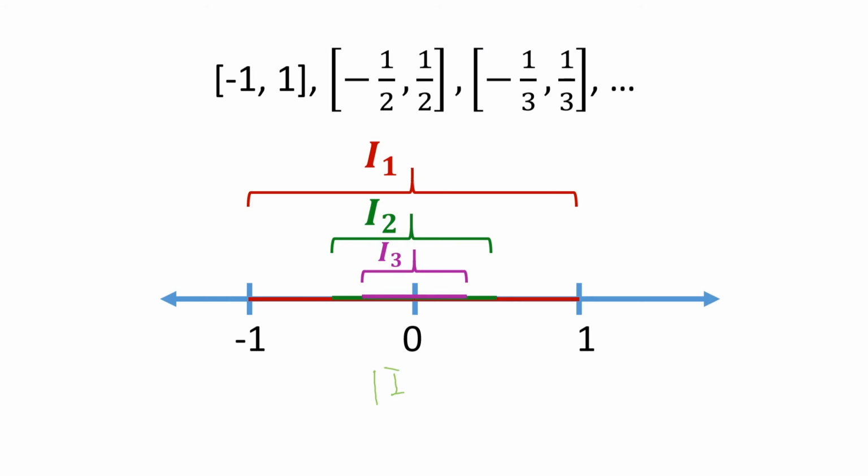In this example, the length of I sub n approaches 0 as n approaches infinity. And so, intuitively, we can declare that E will contain only one element, and that element is 0. Remember that E is the intersection of all the sets in the nested sequence.